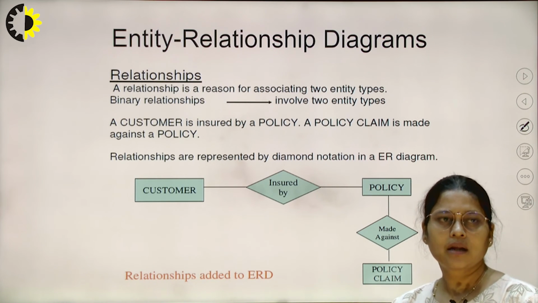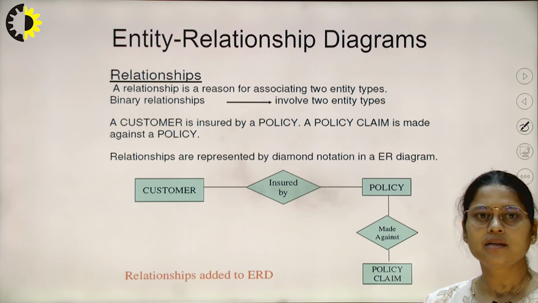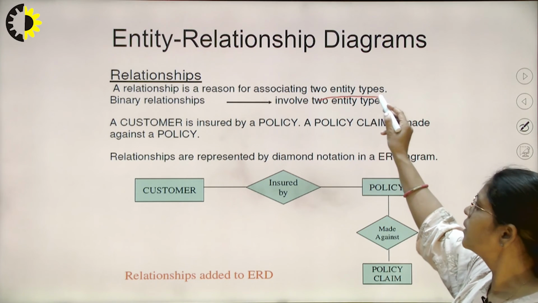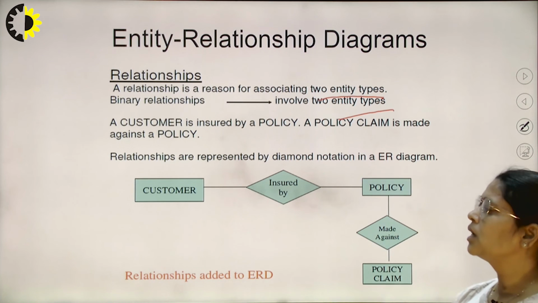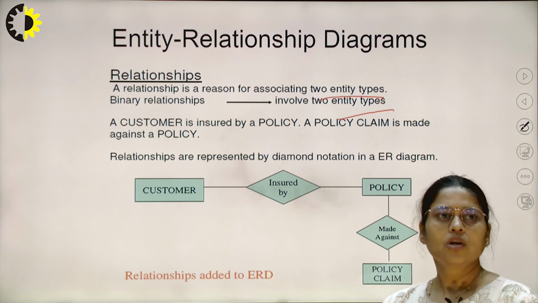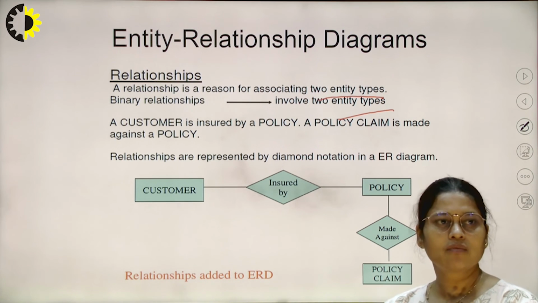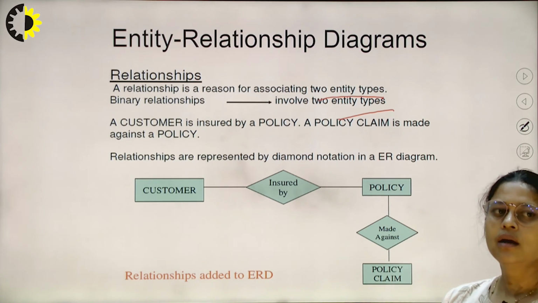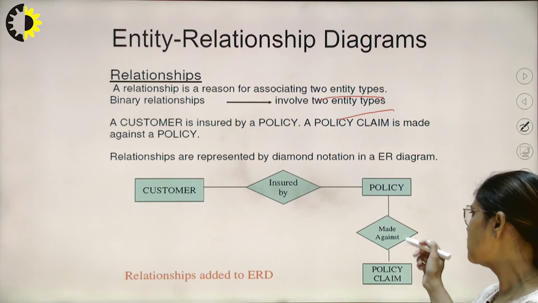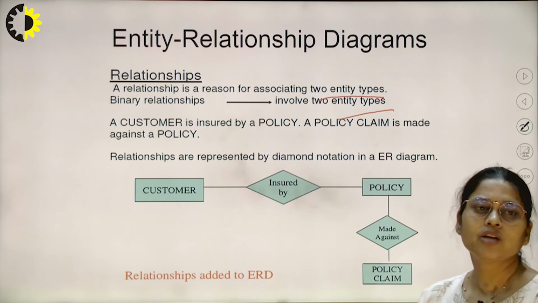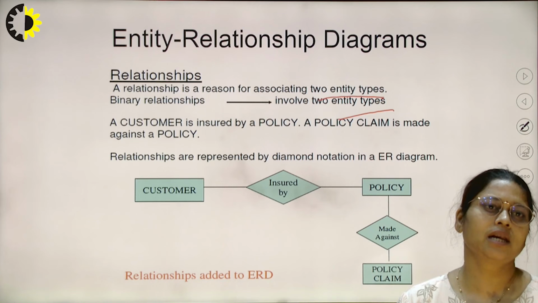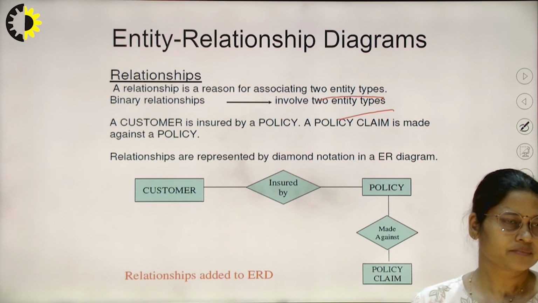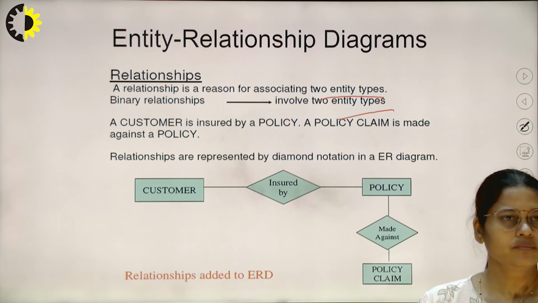Then there is the relationship. It is a reason for associating two entity types. It may be a binary relation or a ternary relation. One example of an entity relationship diagram is shown here. A customer is insured by a policy, and it is managed by a claim made against the policy. So, this is an ER diagram.